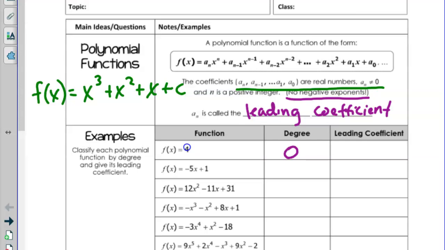The leading coefficient is the coefficient of the first term. So what would the leading coefficient be? 4. 4, very good. So where did this 0 come from? There's no x there, so the degree is 0. Say if it was x squared, the degree would be 2. Oh, okay, that makes sense.